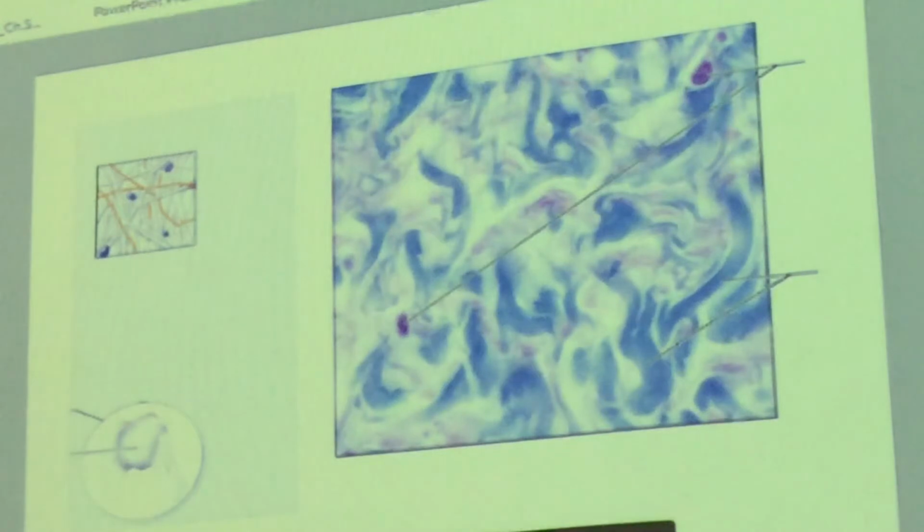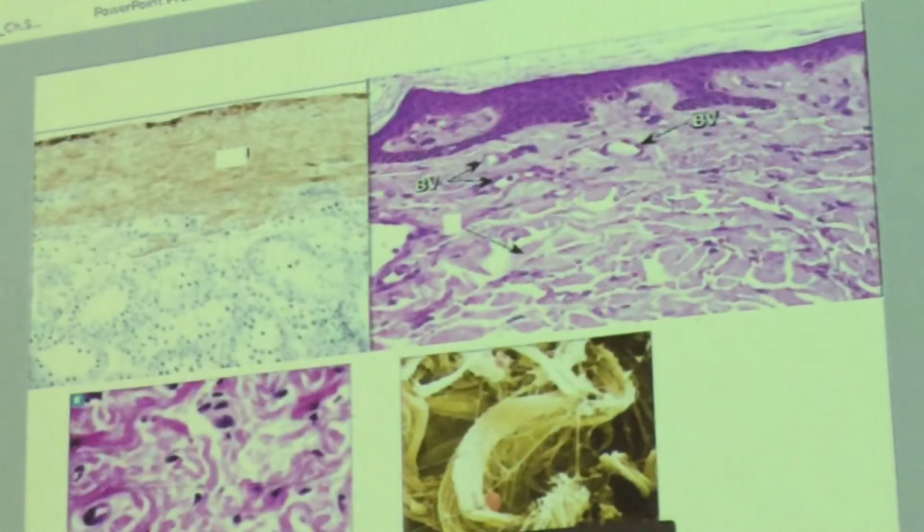This one, bottom left, what location is this from? Joint capsule. Other locations. So here, it's the dense irregular connective tissue of the dermis, where it's called the reticular layer of dermis.